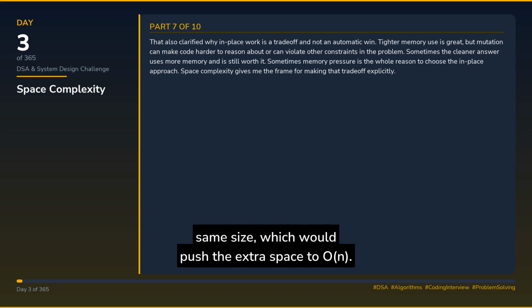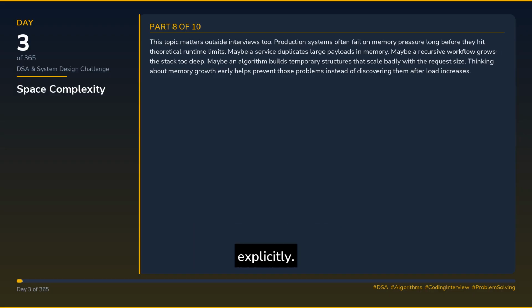That also clarified why in-place work is a trade-off and not an automatic win. Tighter memory use is great, but mutation can make code harder to reason about or can violate other constraints in the problem. Sometimes the cleaner answer uses more memory and is still worth it. Sometimes memory pressure is the whole reason to choose the in-place approach. Space complexity gives me the frame for making that trade-off explicitly.